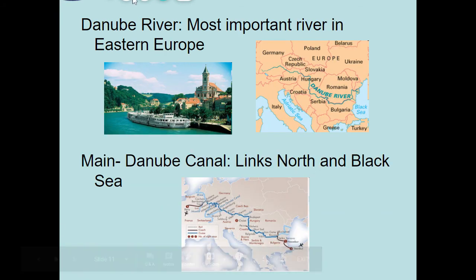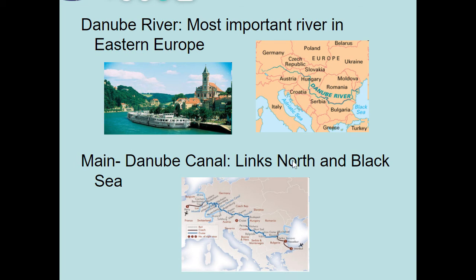Okay, the Danube, this is the most important river in Eastern Europe. This river starts in Germany, and it makes its way all the way across Eastern Europe and out into the Black Sea. Okay, so it's very important. And then the Main, they call it just the Main-Danube Canal. We know what a canal is. It's a man-made body of water.